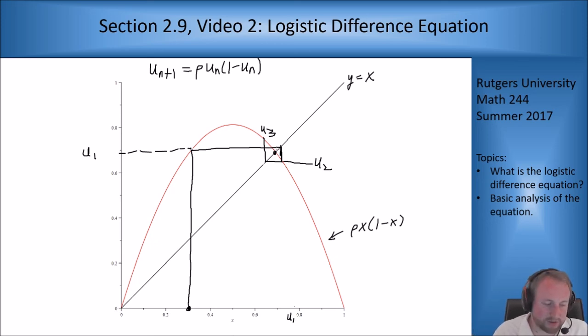All right, so that's it for this one. In the next video, we're going to go through what happens if rho is bigger than 3. Because if it's bigger than 3, things get bad real quick.